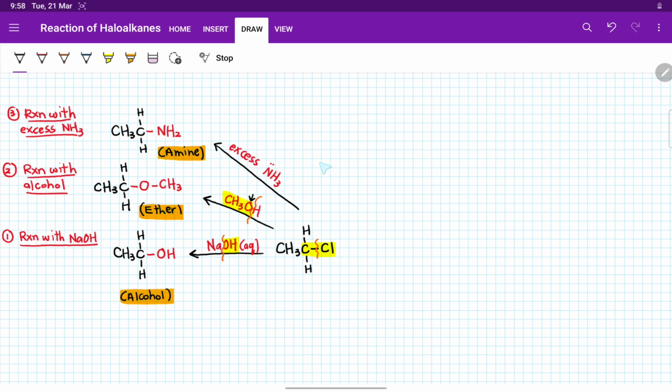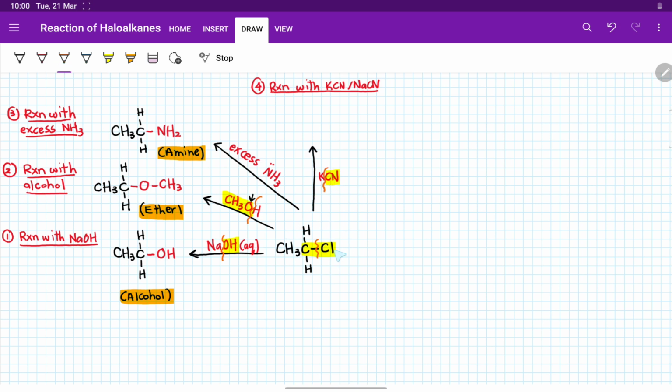Alright, next. Yang seterusnya, yang keempat, kita akan ada reaction with KCN or NaCN. So, for this one, pada arrow, awak akan letak KCN dekat sini, ataupun NaCN. Okay, now, the real nucleophile over here adalah kita punya CN minus ion. Okay, so this is the real nucleophile. So, bond akan break dekat sini.